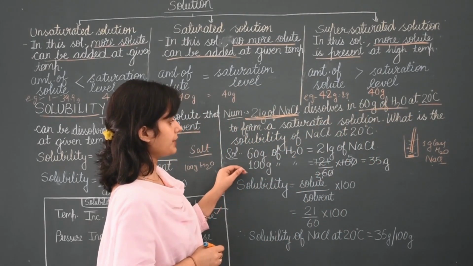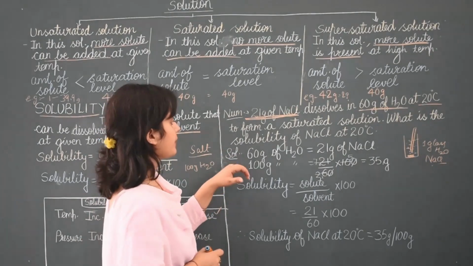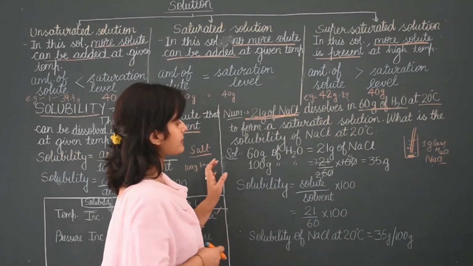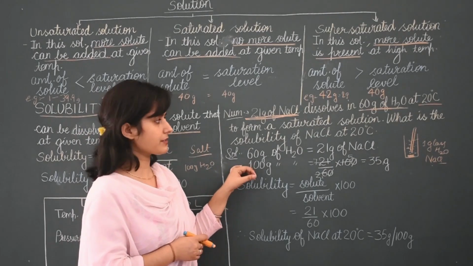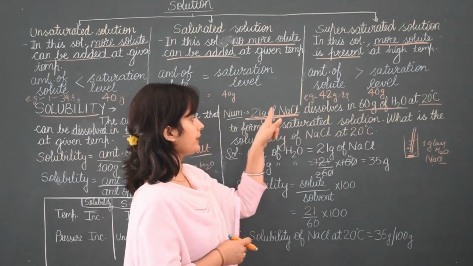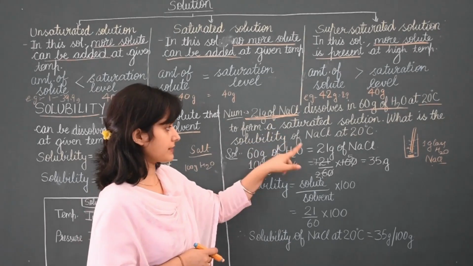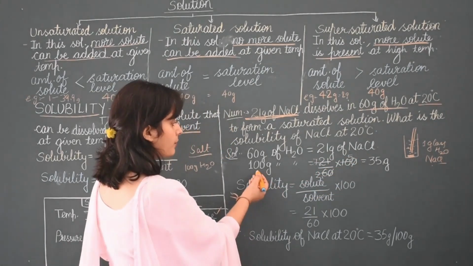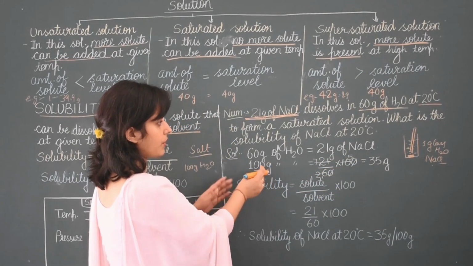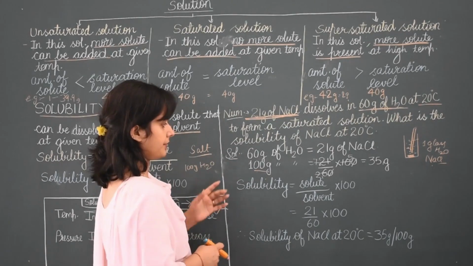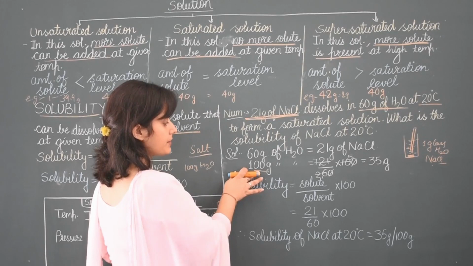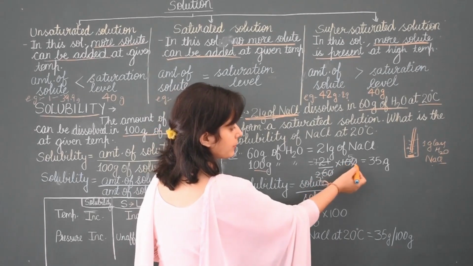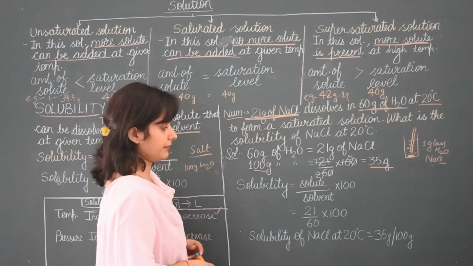So to calculate solubility, what can we do? The first formula is amount of solute per 100 gram of solvent. According to this, you can simply write, as you have done in junior classes also: 60 gram of water contains 21 gram of NaCl. So how much amount is present in 100 gram? Because solubility is always calculated in 100 gram or 100 ml of solvent. So 100 gram will contain 21 upon 60 into 100, and when you calculate it, it will come 35 gram.